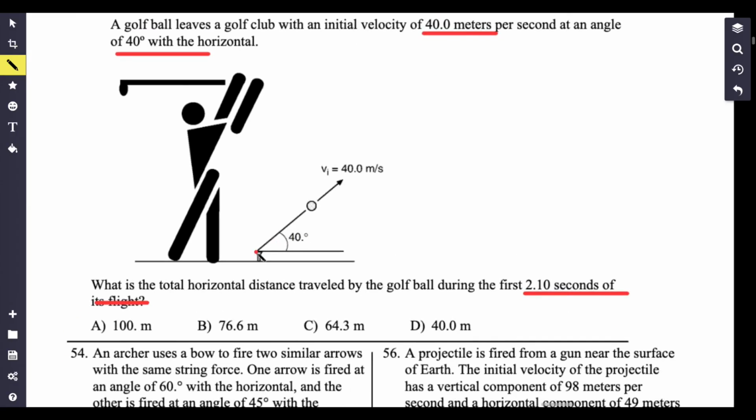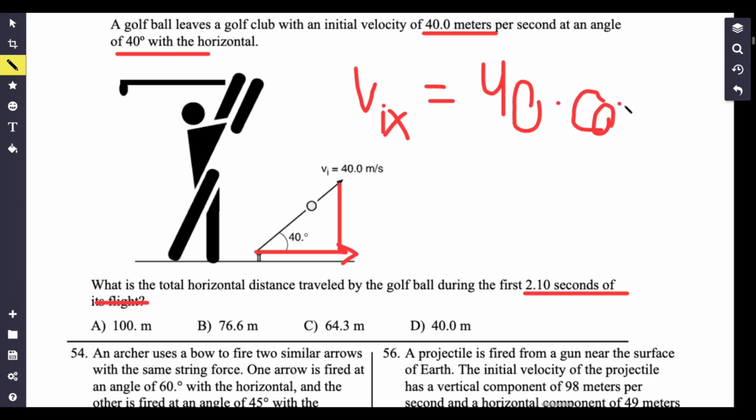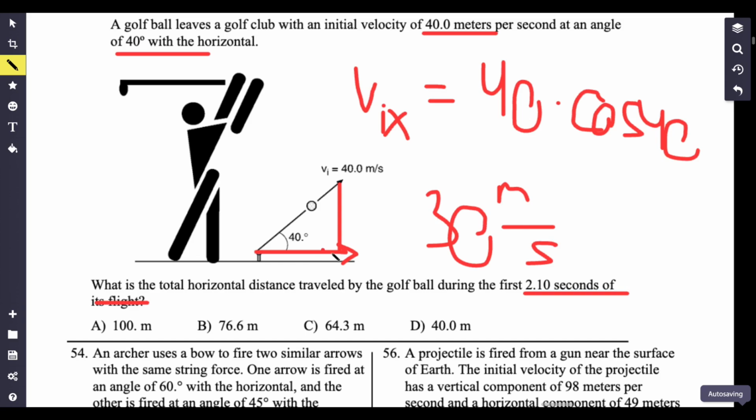So we want to find out, first of all, this velocity in the x direction. And remember how you find out the velocity in the x direction, right? It's just going to be 40 times cosine of this angle, cosine of 40. 40 times cosine of 40 degrees is approximately, I'm just going to say that's 30, and 30 meters per second is my initial velocity in the x direction. And remember that this is a constant horizontal velocity because we're assuming that there's no air resistance.